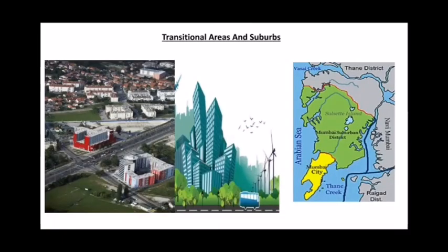Now children, we are finished with the rural and the urban land use. Apart from that, we have another land use, that is the transitional areas and the suburbs. Rural settlements start outside the boundary areas of urban settlements. That means the place which is after the city is called the suburbs. We stay in the suburbs. But the intermediate area between them is called the transitional area.